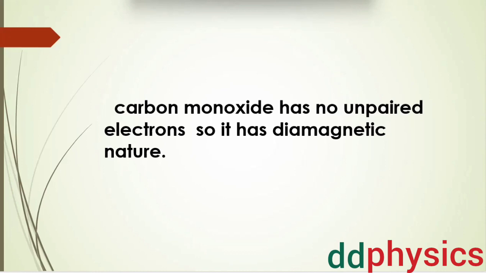So carbon monoxide has no unpaired electrons. So it is diamagnetic in nature. The question itself asks what is the nature of carbon monoxide. Here we can find that carbon monoxide is diamagnetic in nature. If any molecule has unpaired electrons, it is paramagnetic. But in carbon monoxide, there are no unpaired electrons. All electrons are paired in the molecular orbitals. So it is diamagnetic. This is very important. So this is the end of my presentation. Thank you for watching.